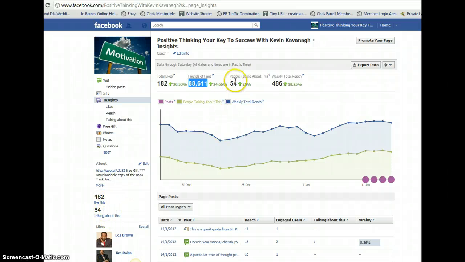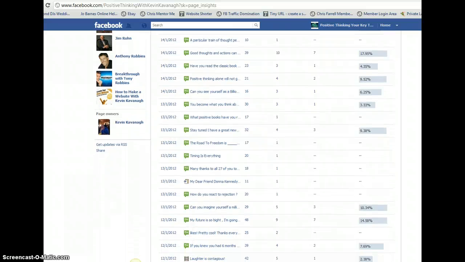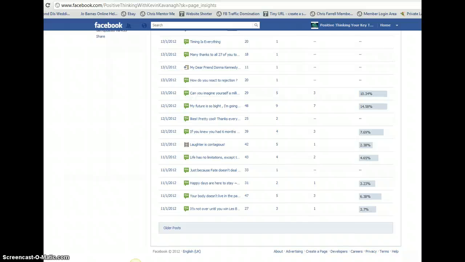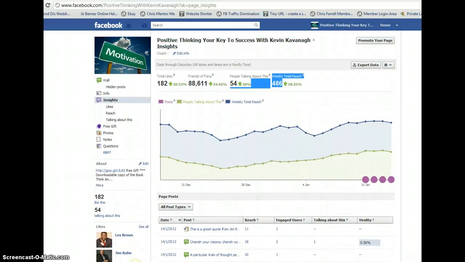This is where it gets really exciting when you have these kinds of numbers talking about it. And there are 54 talking about it, an increase of 20%. The weekly total reach, just within the week, is 486, and that again is an increase of 18.25%. Down below that, it gives you more statistics in relation to what's known as the conversation that goes on within Facebook as well. And the more the conversation, the higher you get ranked in their profile. So that's equally important to understand.